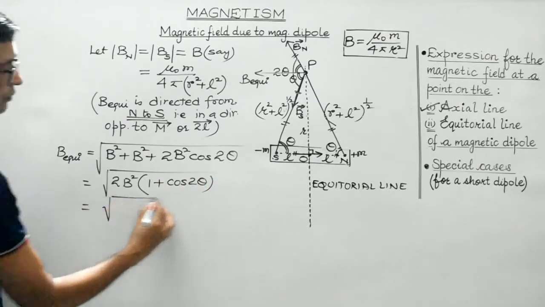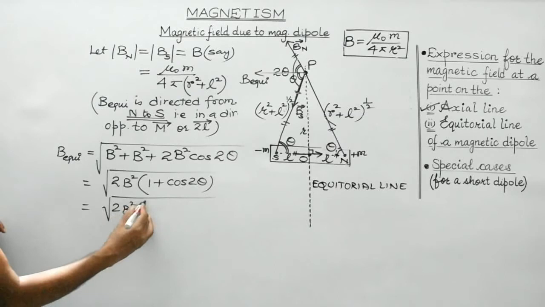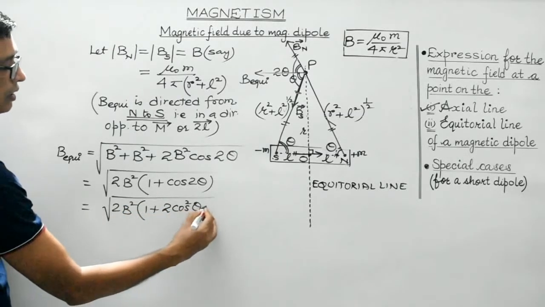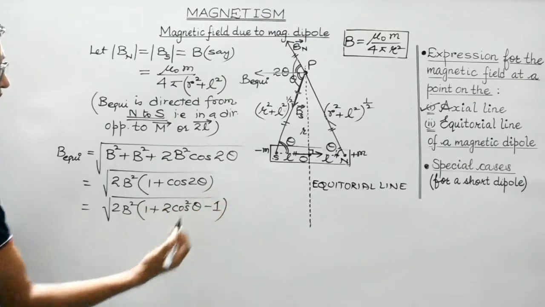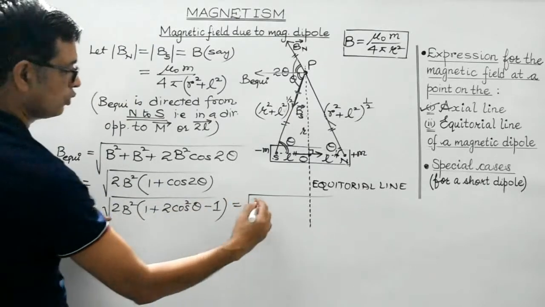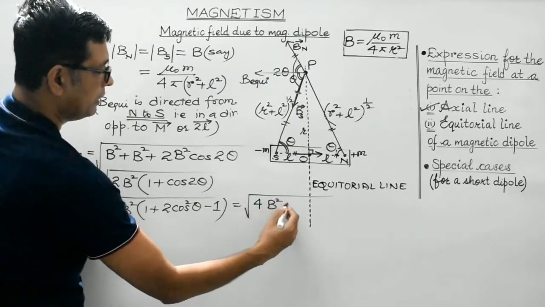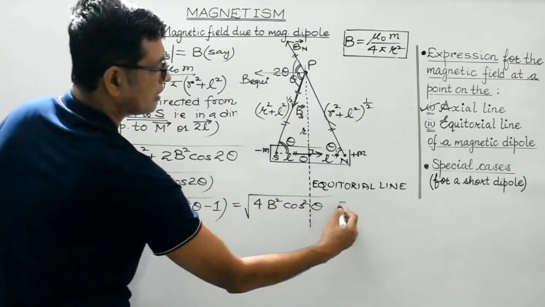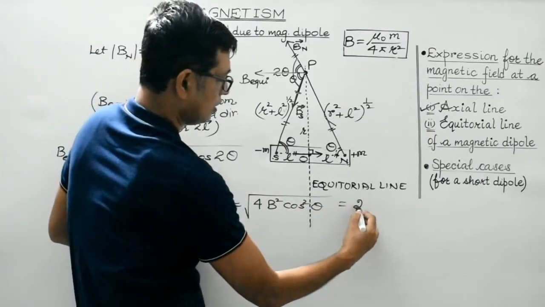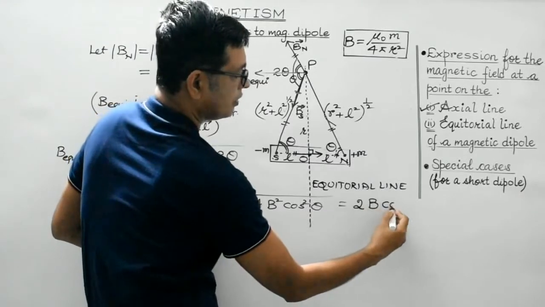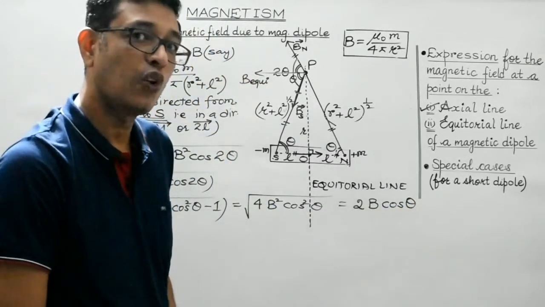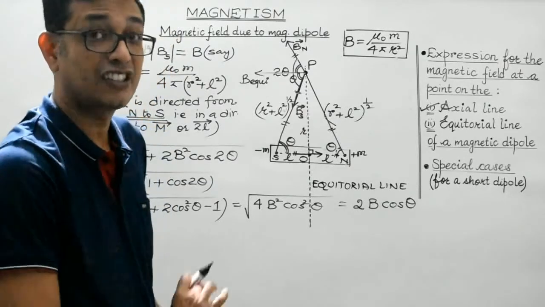Still further, we can write it like this. 1 plus cos 2 theta is 2 cos square theta minus 1 plus 1. Minus 1 and plus 1 get cancelled. So, we are left with 2, 2. That is 4 B square cos square theta. Which in turn will give us, students, twice B cos theta. Right? This is the magnitude.